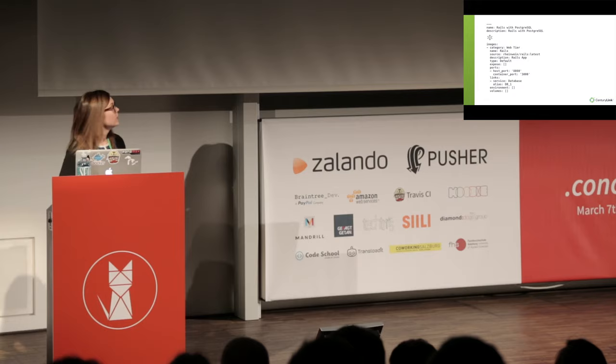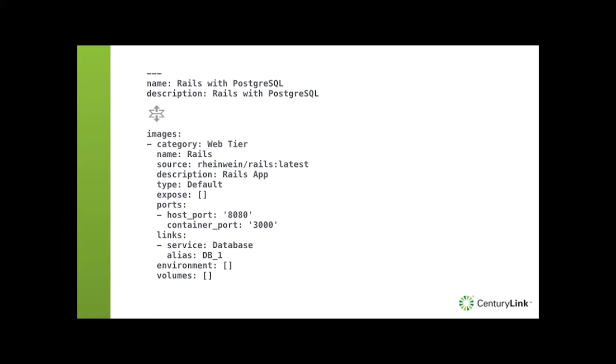Here is a sample application. You can see it's pretty standard YAML. We have some images. We can specify links, some ports, description, et cetera. But do it once, and that's all you have to do.